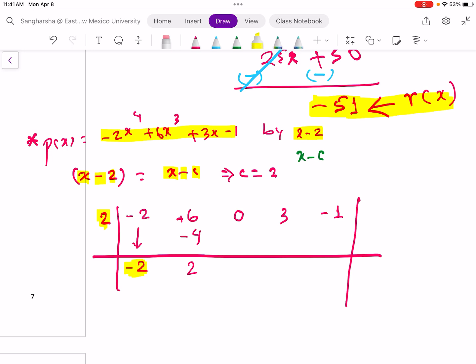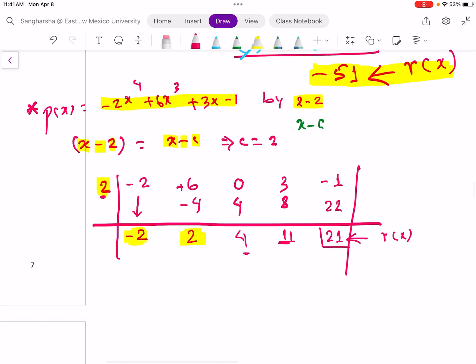Now we repeat the same process: multiply this 2 with this c. 2 times 2 is 4, write it down just below the next coefficient. 0 plus 4 is 4. Okay, we multiply this 4 and this 2. 4 times 2 is 8, write it down below the next coefficient. 3 plus 8 is 11. You multiply this number with 2. 11 times 2 is 22, write it down below the next coefficient. Negative 1 plus 22 is positive 21. And what is this 21? This 21 is the remainder R of x.